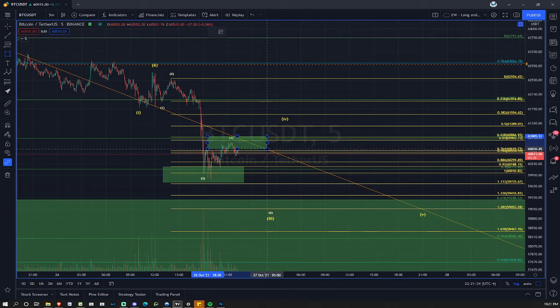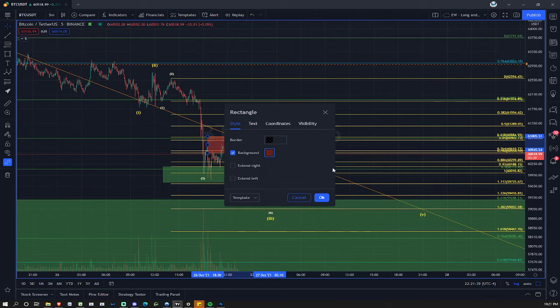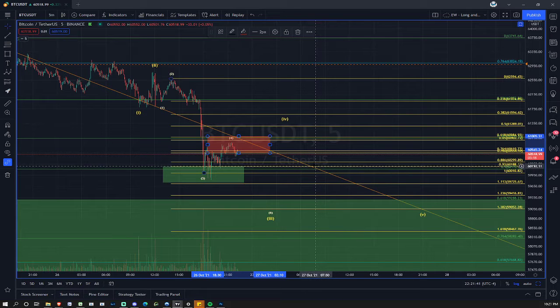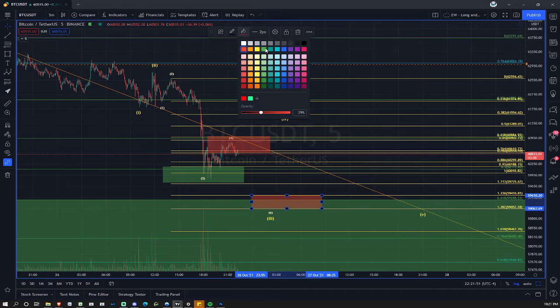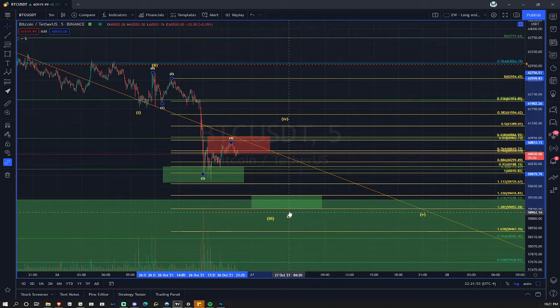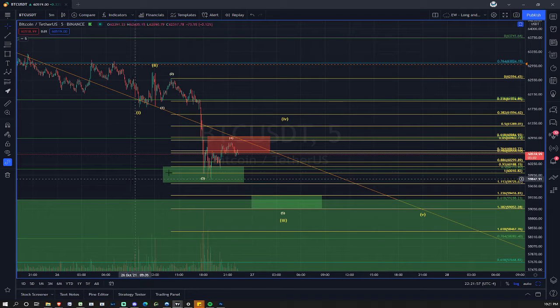This is resistance for the 4th wave, all within here. Okay. And then support is going to be 132 to 1236. So this is probably where we'll see this 5 of 3 end.